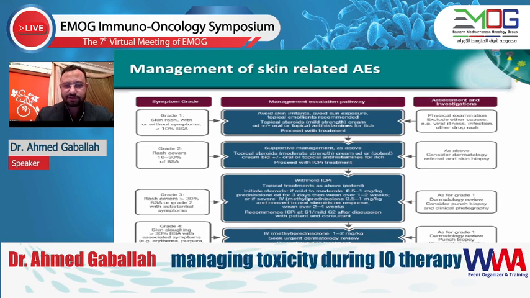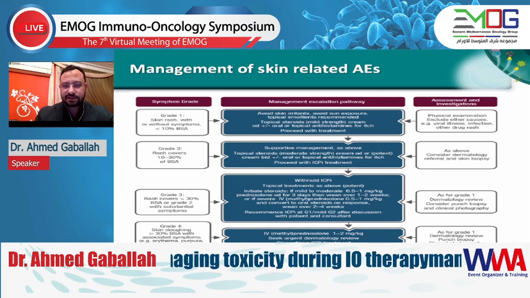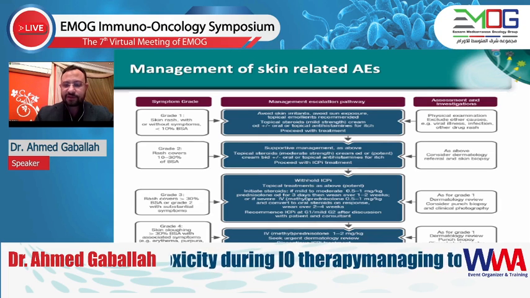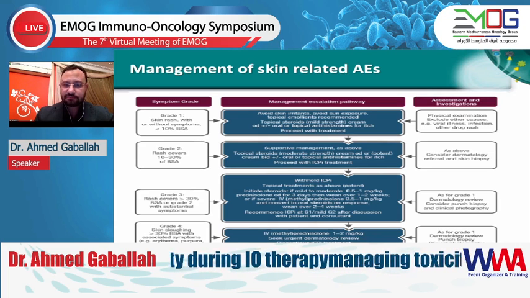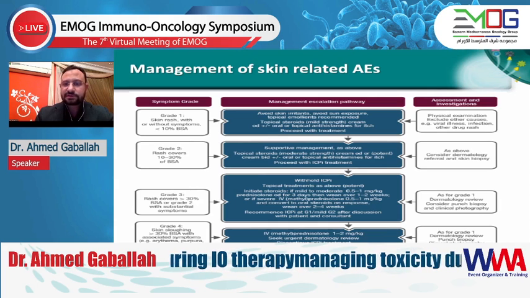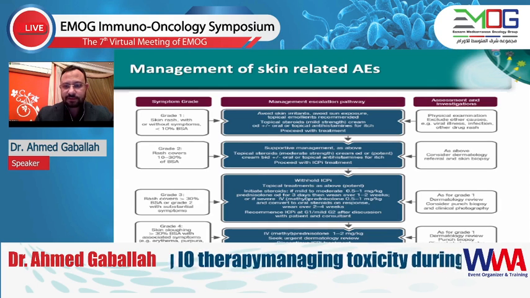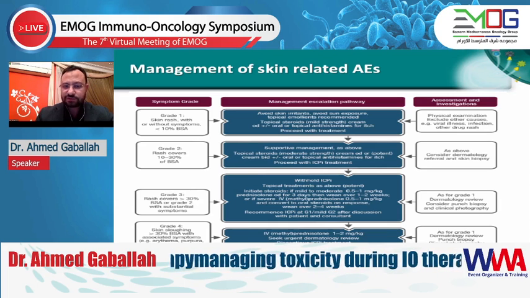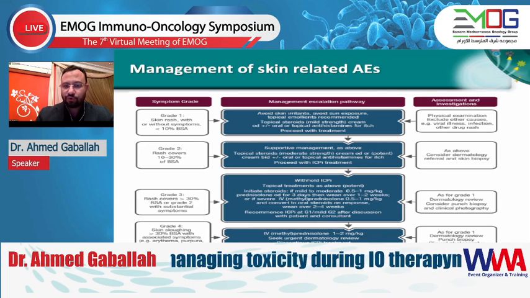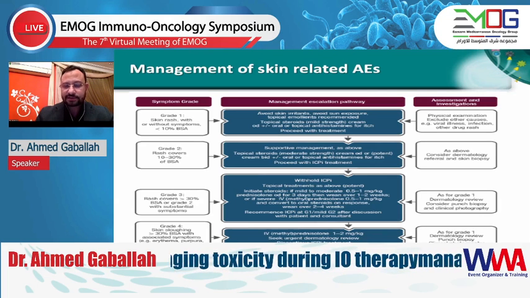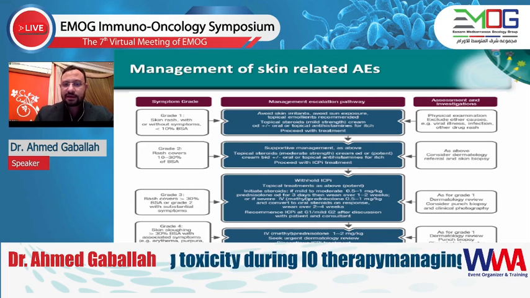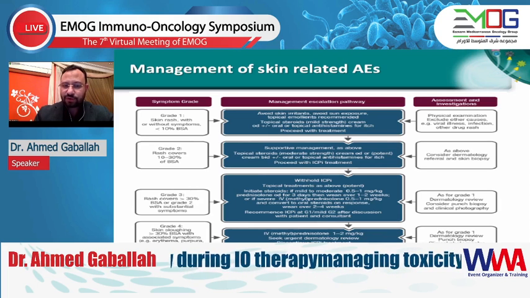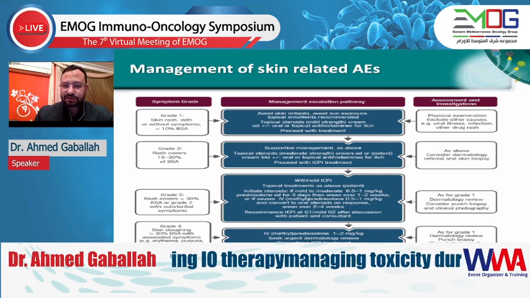For grade 3 toxicity, which means that the skin rash covered more than 30% of the body surface area, or we have grade 2 toxicity with generalized symptoms. At this point, a biopsy from the skin is mandatory, and we should take photos of the patient to follow up the patient. We start with topical steroids, and we start oral steroids, also prednisolone, at a dose of 0.5 to 1 milligram per kg. And after 3 days, we can start to taper the steroid dose if the patient is improving.